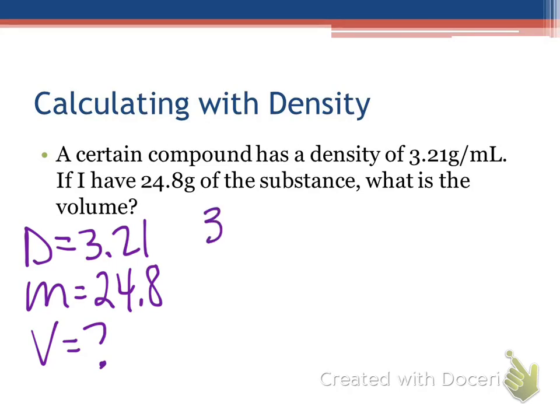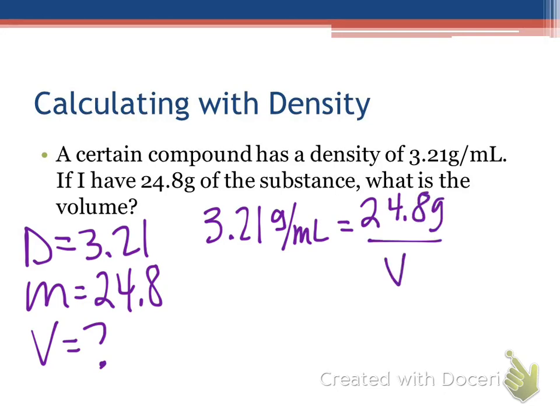Okay, so 3.21 grams per milliliter equals 24.8 grams over my volume. I'm trying to solve for volume. Right now the variable we want to solve for is in the denominator. That's a problem. Where do we like to have our variables when we solve for them? In the numerator, and by themselves. Right now we don't have that. So what do we do to move v to the other side, or to get it in the numerator at least?